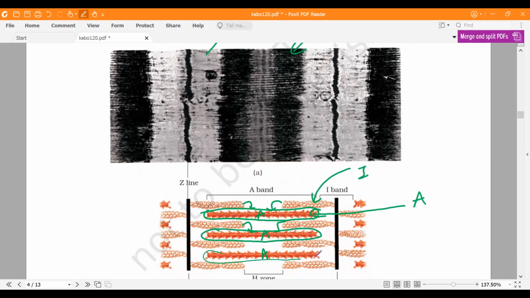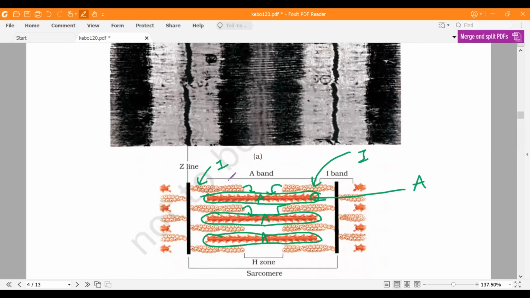Okay, and it is overlapped by what we call the I band. So it is much clearer, beta. A band and I band pattern. Over here also you can see: this is A band, this is I band, this is A band, this is I band. Again this is A, this is I. So it is continuous.